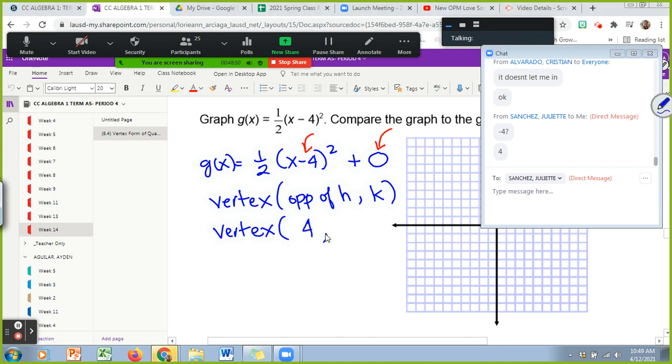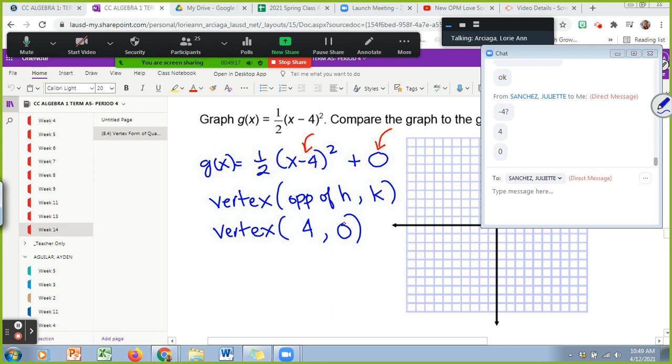Now, what's the y value of the vertex? Now you have to copy the k value, but just like what I mentioned, there's no number after the parentheses. So what's the k value? 0, perfect.